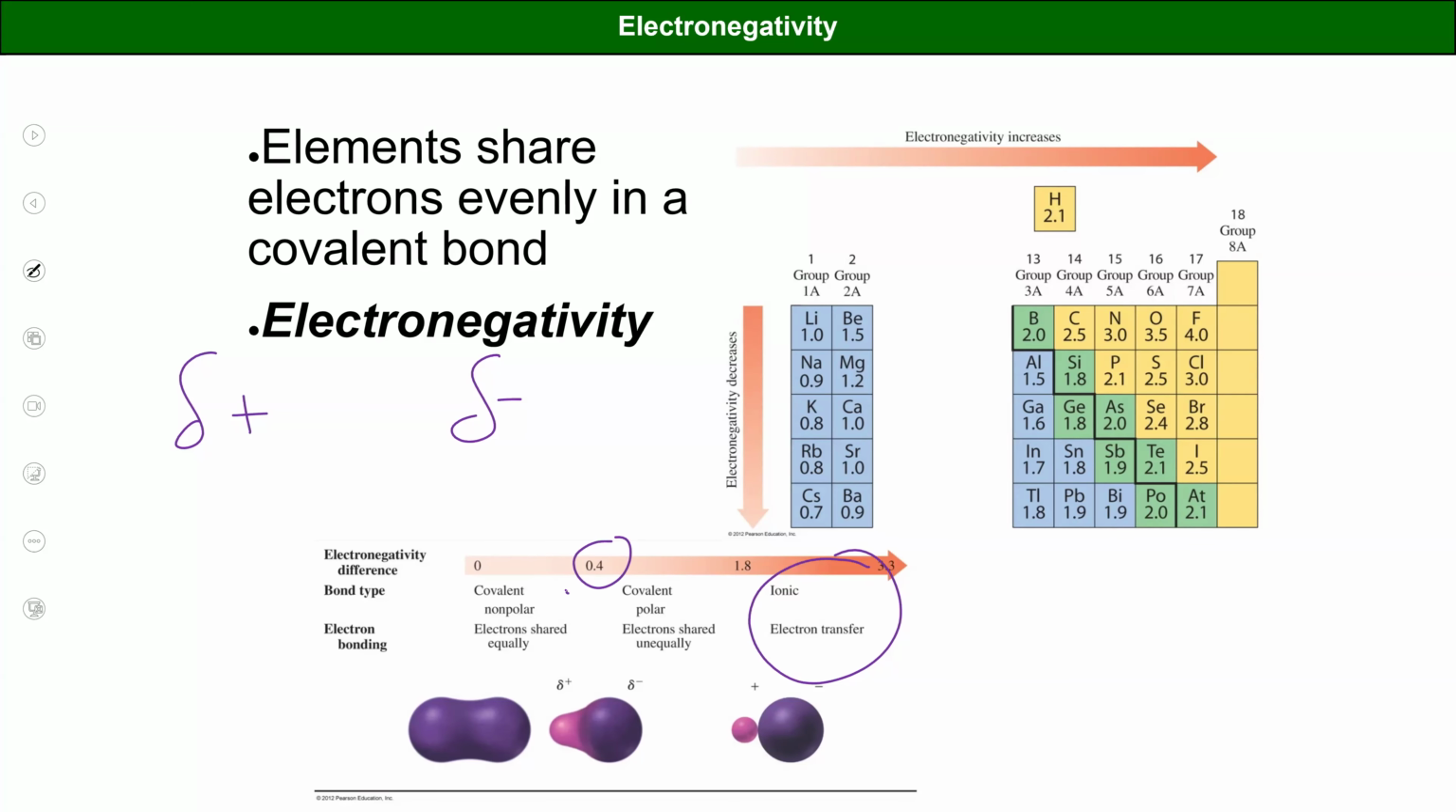And if it's larger, and don't get hung up too much on these numbers, because some textbooks say 1.8, some say 2.0. We're not going to get too bogged down in that. Either way, once you get above a certain point, it's actually an ionic bond. It's not a covalent bond at all anymore.